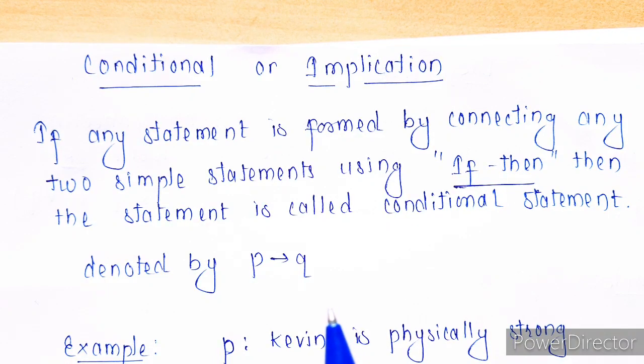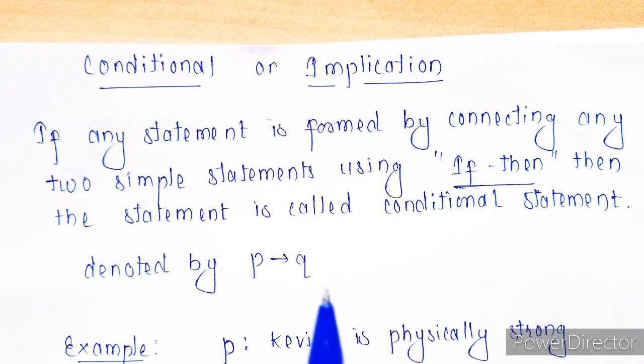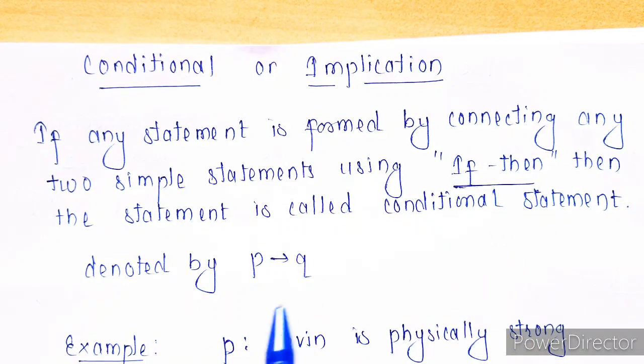So it's again the same procedure. We are forming a compound statement by connecting two different simple statements, but in this case we'll be using "if, then". It is denoted by a single-sided arrow: P implies Q. It is "if P then Q".